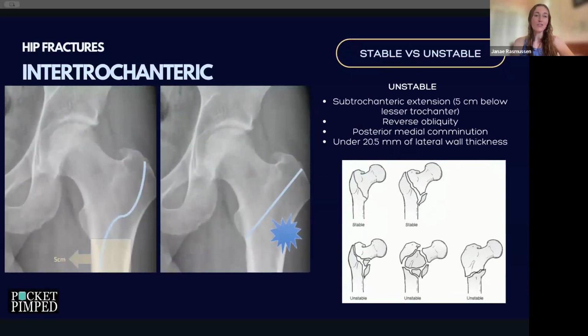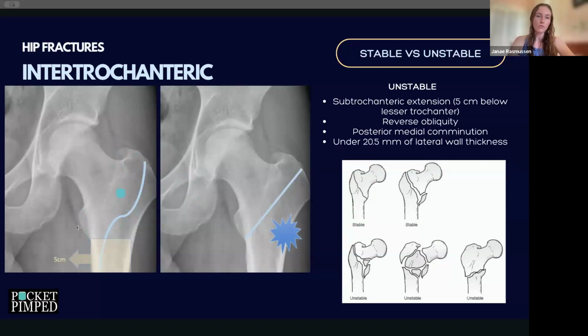Another common fracture that you'll see is intertrochanteric fractures. There are different classifications, but I think the most important thing to focus on is determining what's stable versus unstable as an intertrochanteric fracture. The reason we call it intertrochanteric is because we can see the greater trochanter here, the lesser trochanter here, and there'll be some sort of fracture line that goes from the lesser to the greater.